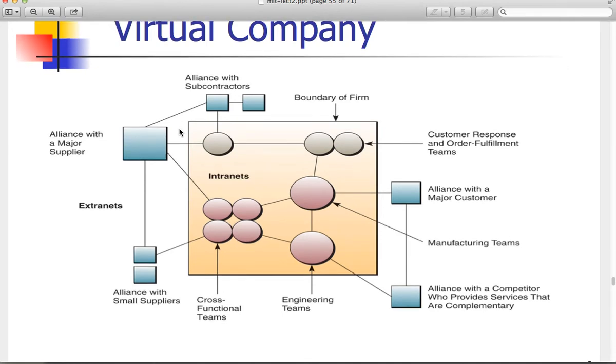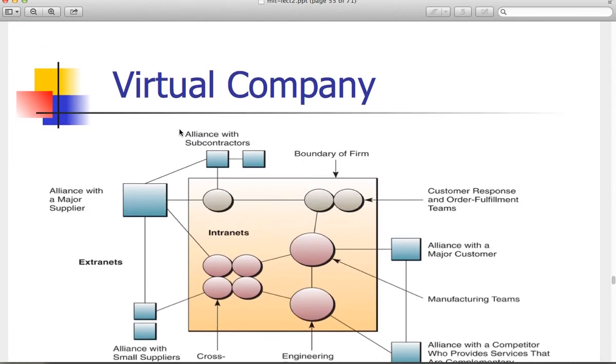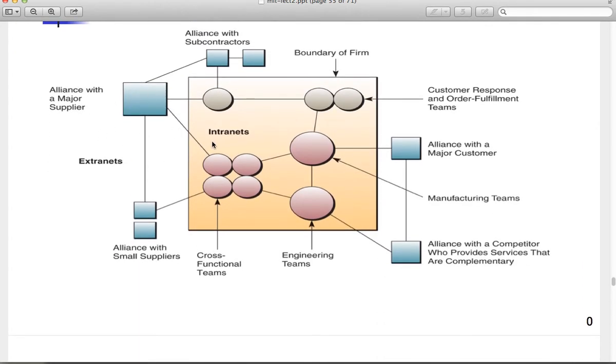And so this picture really does give you the bigger picture. It kind of sums up in a picture what I've been trying to describe here in terms of this virtual company concept, where we have the intranets, which is the networks, IT support, information systems that work among all of the different partners in the system. We have the boundaries of this so-called enterprise, this firm, and then we have all of the alliances. So here's an alliance with the major customers. Manufacturing teams are in here. They have an alliance with a competitor who provides services that are complementary.